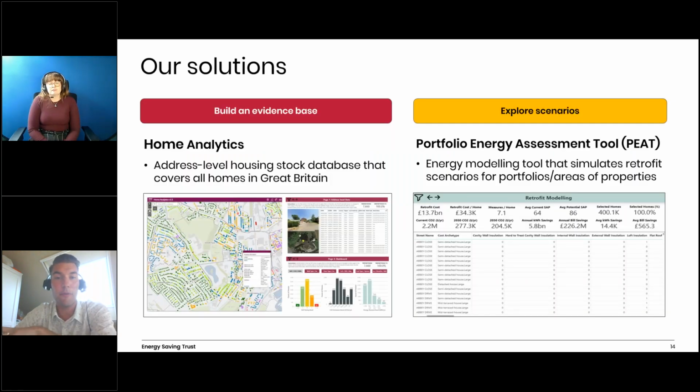As I've mentioned before, we have worked with a number of housing associations as well as local authorities at various scales, so county councils, combined authorities, to help overcome their data challenge and move along this journey.